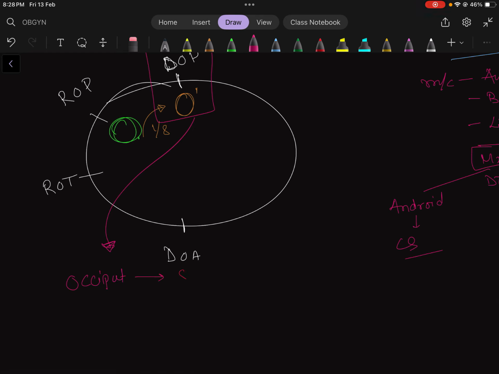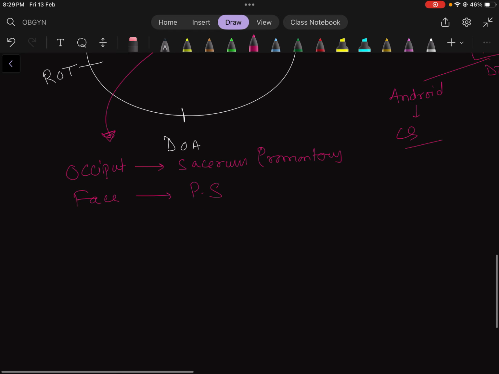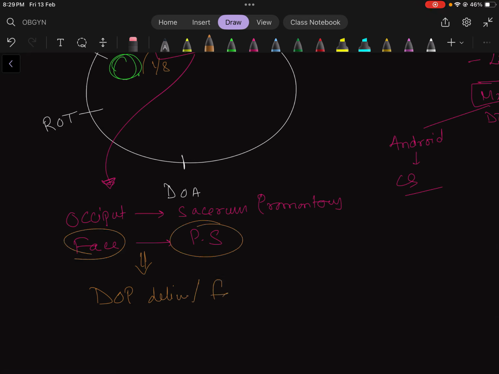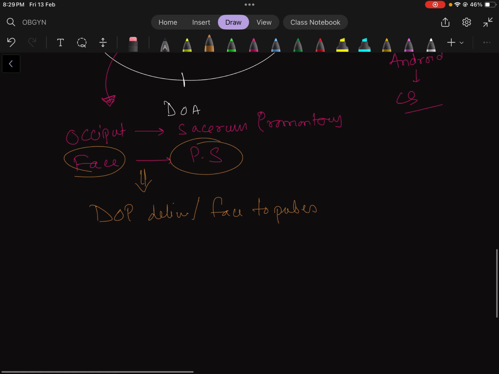So here, as you can see, the occiput faces the sacrum, or the occiput basically faces the sacral promontory, and opposite to it the face will face the pubic symphysis. So this is also known as a DOP delivery, or a face to pubes delivery. Now what happens in this kind of deliveries?